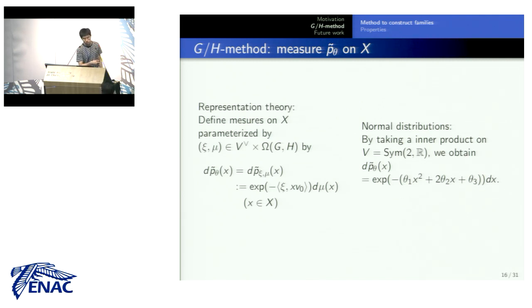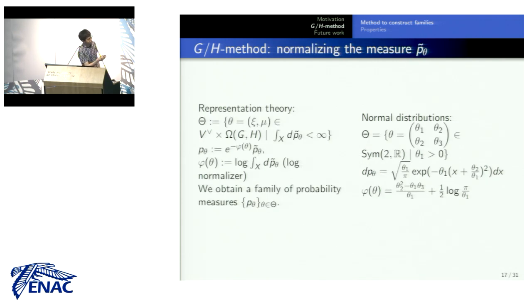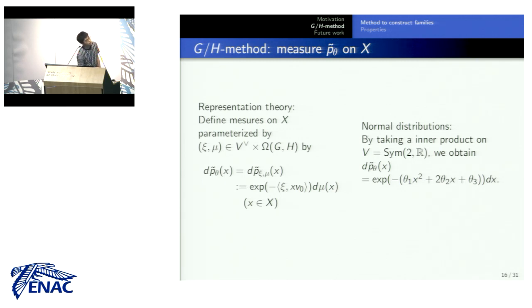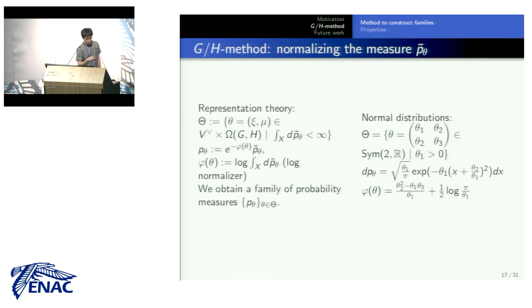And we make measures with symmetry. On the representation theory side, we define measures parameterized by the dual of V and omega GH, as follows. Then, on the normal distribution side, we obtain this measure by taking an inner product naturally. Here, theta 1, theta 2, theta 3 are real numbers. Then finally we normalize the measures.